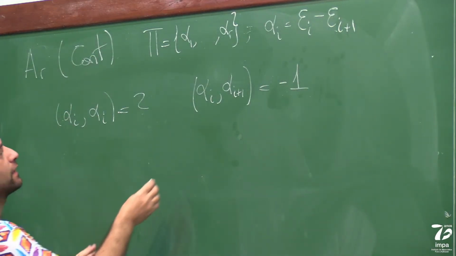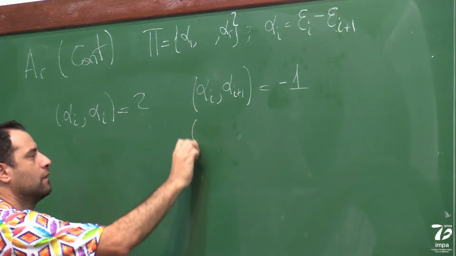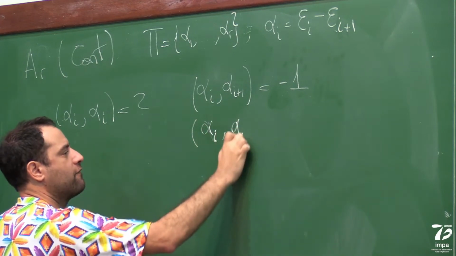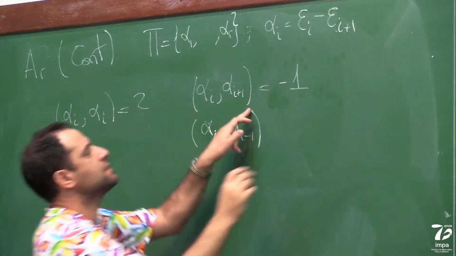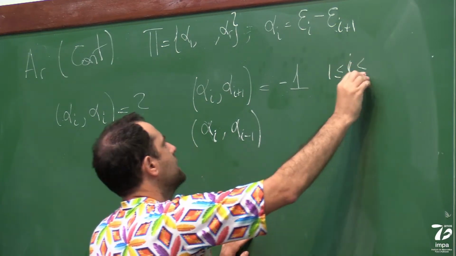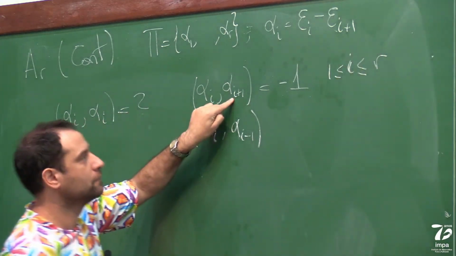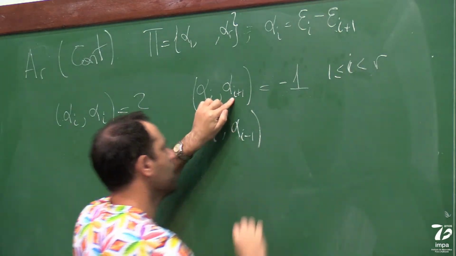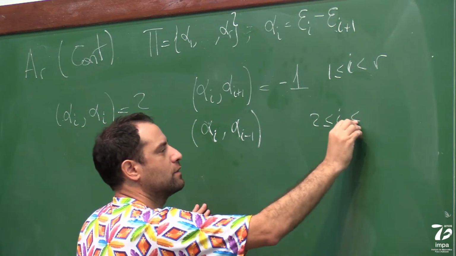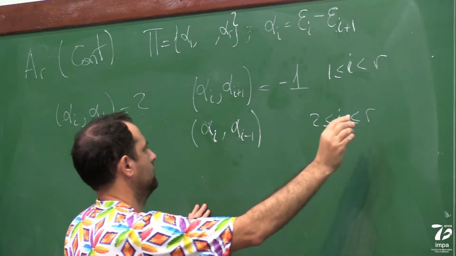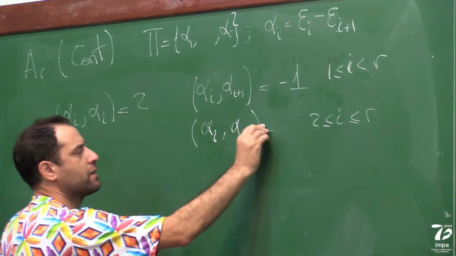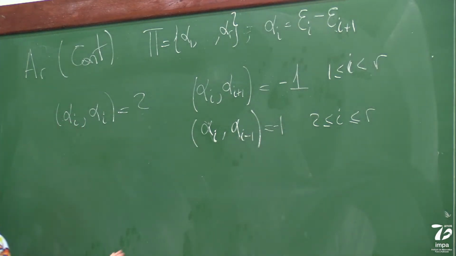And it's also clear that, therefore, alpha_i with alpha_{i-1}. Here, this makes sense whenever i is bigger or equal than 1 and less or equal than r. And this one makes sense whenever i is bigger or equal than 2 and less or equal than r. That's correct. This is also minus 1. And otherwise, 0.